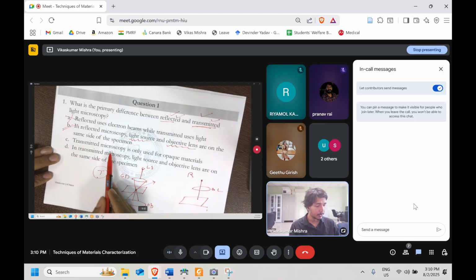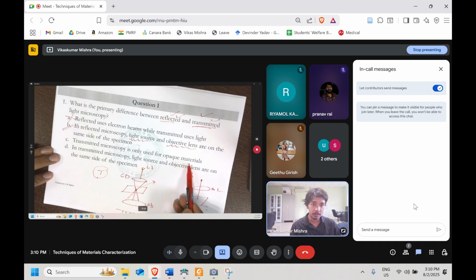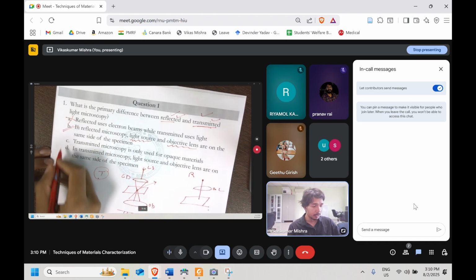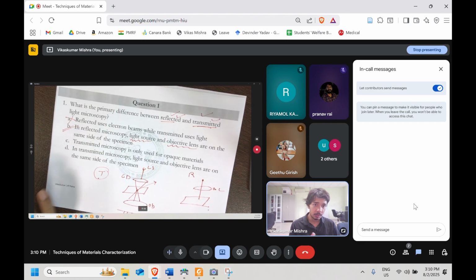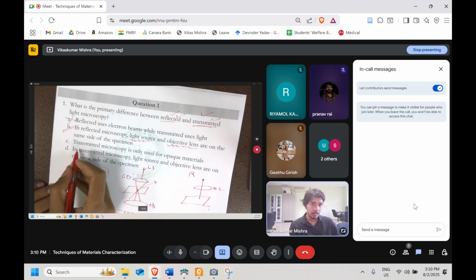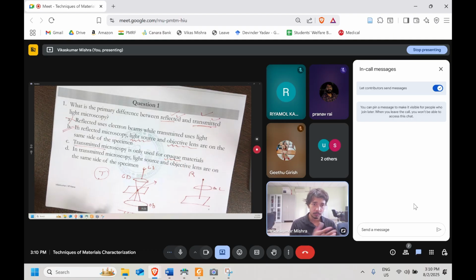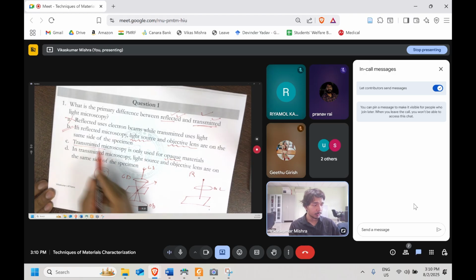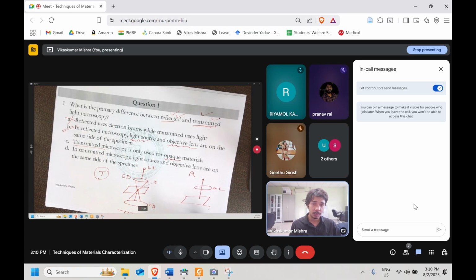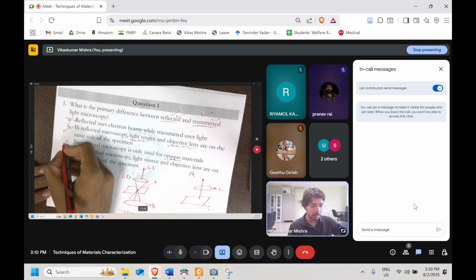Now, the transmitted microscope is only used for opaque material. Is option C true or false? Is it correct or incorrect? They are saying that the transmitted microscope is used for opaque material. You can always write in the chat box what your opinion is. Can we use a transmitted microscope for opaque material? The answer is no. We want the light to transmit through it. If the specimen is opaque, we cannot pass light through it, right? So this is the incorrect one.